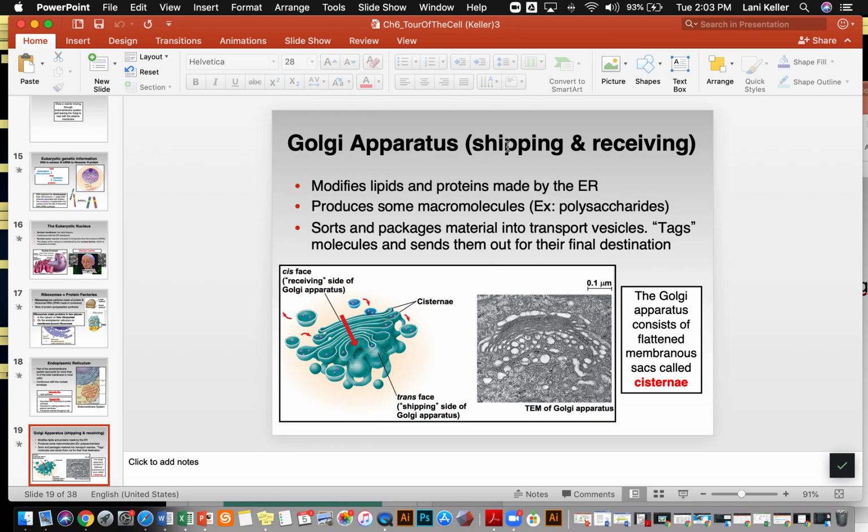The Golgi apparatus is for shipping and receiving, puts little tags on things, right? Little sugar tags. So it's involved in adding sugar tags and telling things where they need to go. The Golgi has a cis and a trans face, and they're folded into cisternae.